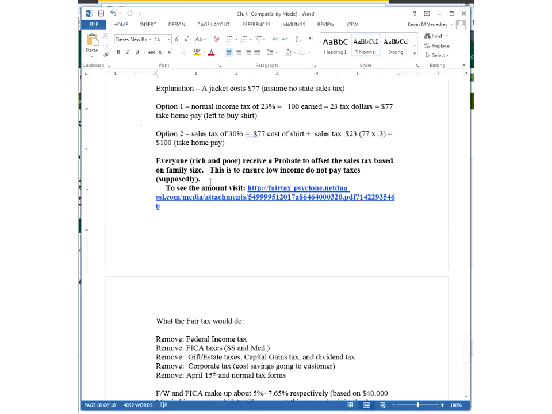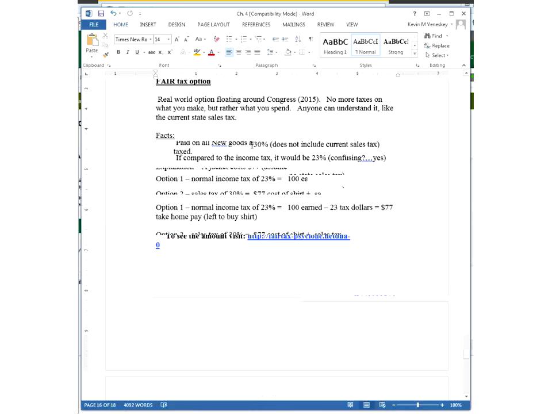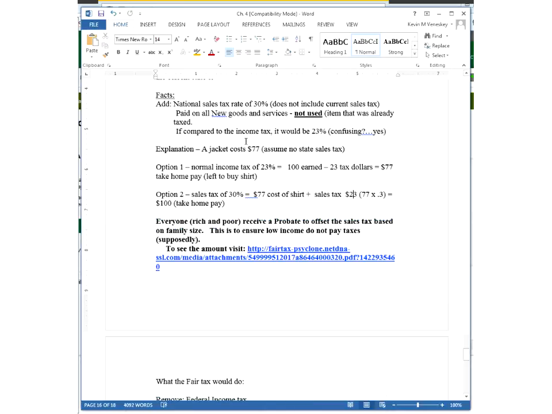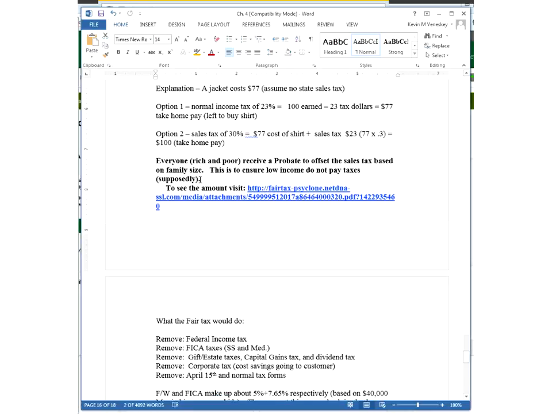So everyone, with this fair tax, the proposal is, since you have such a high tax of 30%, and it would be high for especially low-income people who normally don't pay this net rate of 23, what they're saying is you would get back a monthly stipend, basically. You're going to get free money to pay this tax, to help offset it, basically.